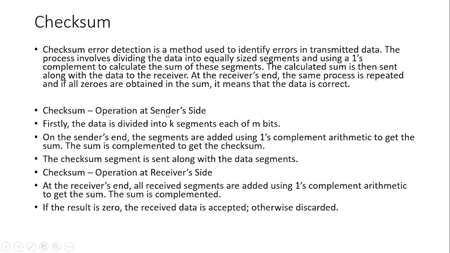So operation at the sender's end. First, the data is divided into k segments, each of m bits. The segments are added using 1's complement arithmetic to get the sum. So I am going to find the 1's complement arithmetic to find the sum, and the sum is complemented to get the checksum. So this checksum segment is sent along with the data segment, and the receiver side is going to find the arithmetic complement sum, and the result will be 0. If it is 0, it is going to be accepted, else it is going to be discarded.